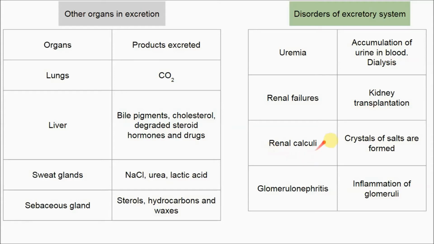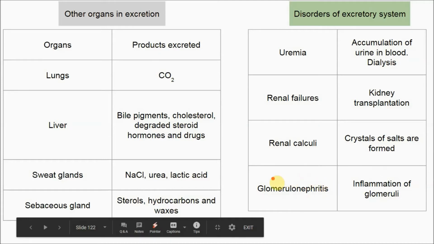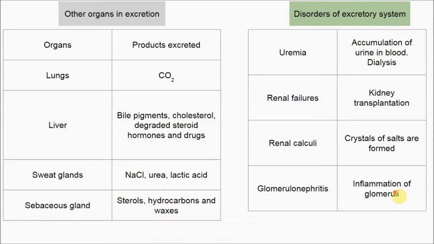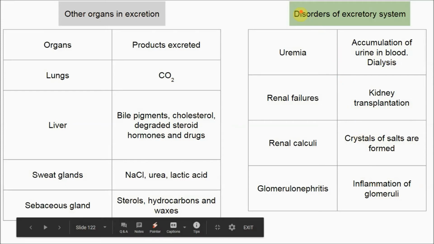Next is renal calculi, that is the formation of stones or crystals of salts, mainly formed in the kidneys. The last one is glomerulonephritis, which is mainly inflammation of the glomeruli, right? As a result, the filtration capacity of the glomerulus is lost. So these are some of the disorders of the excretory system.